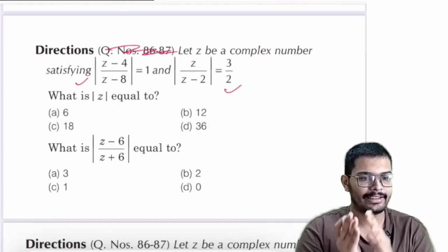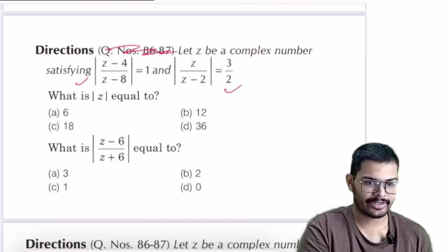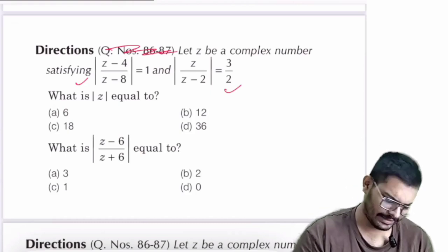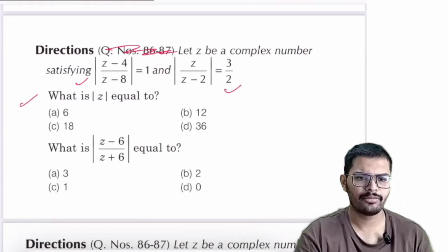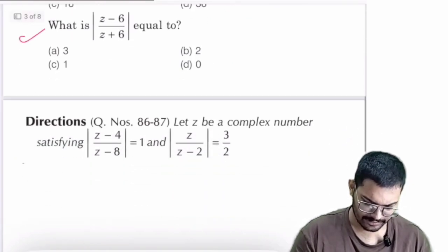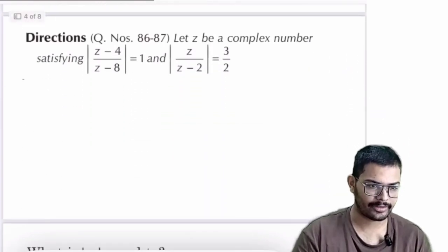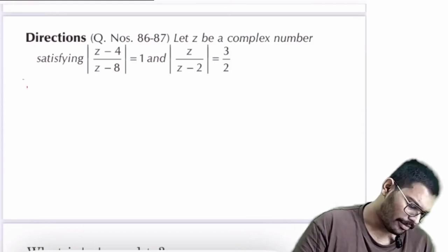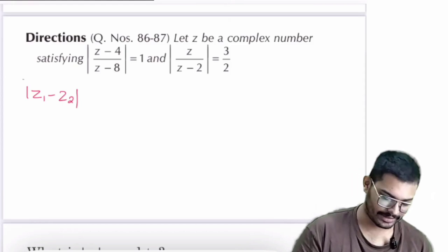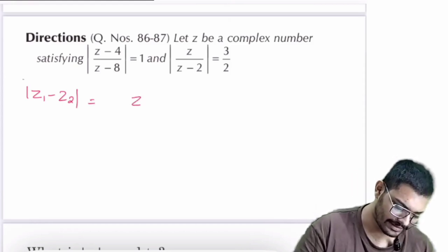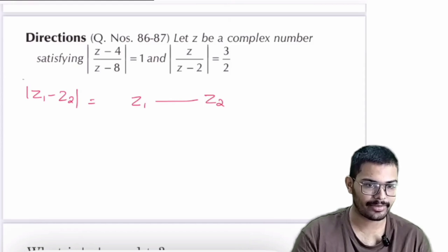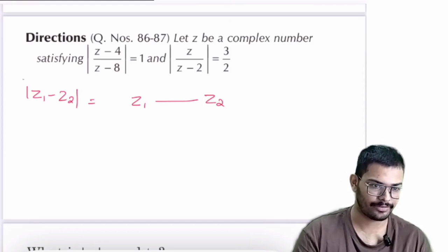After finding z, we could use the x plus iy way, but I am not using it. Here, after finding z, the first part is we need to identify mod z, and the second part is we need to calculate this value. We can first calculate the value of mod z. The concept is that mod of z1 minus z2 represents the distance between z1 and z2. The distance between two complex numbers z1 and z2 is represented by modulus of z1 minus z2.